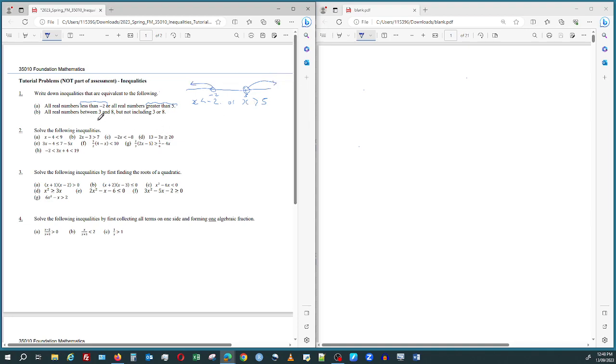Okay. All the real numbers between 3 and 8. So the language is very informal, but we're formalising this by making it an interval, but not including 3 and 8. So between 3 and 8, we might put it as an intersection, recognising this as an interval. An interval, an intersection, an and. So in this case, we'd have 3 not included and 8 not included. So that would be the solution for this one.